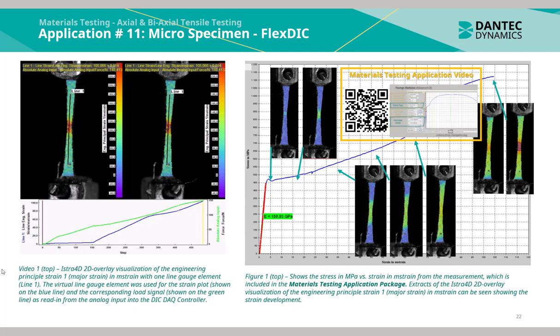data acquisition controller. In figure 1 to the top, we can see the stress in megapascals versus strain in millistrain from the measurement, which is included in the materials testing application package. Extracts of the ISTA40 2D overlay visualization of the engineering principal strain 1 in millistrain can be seen showing the strain development.